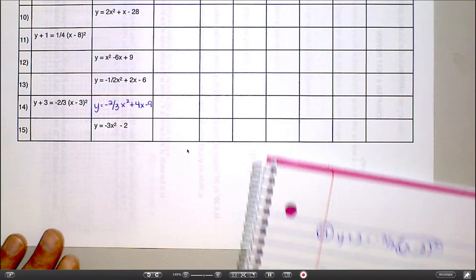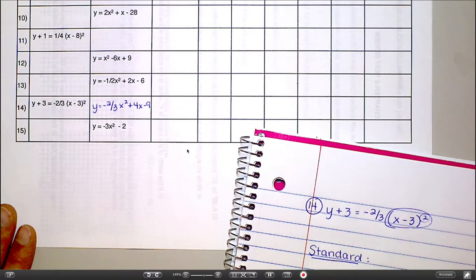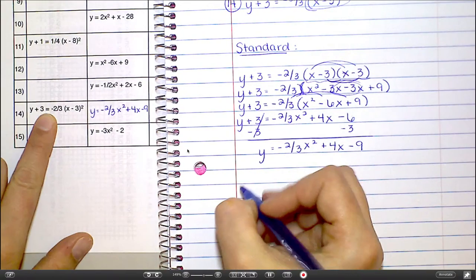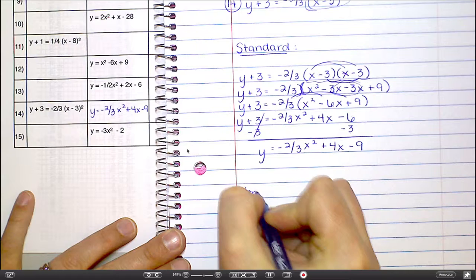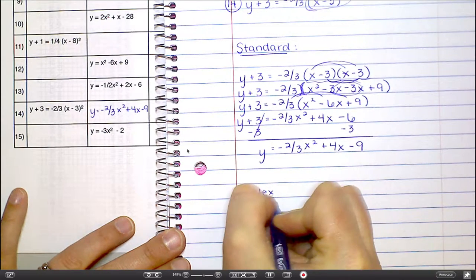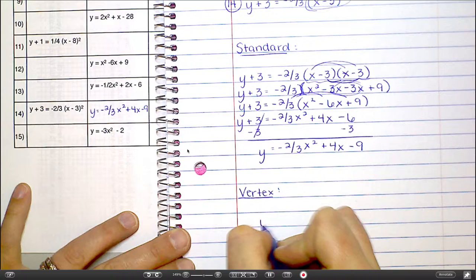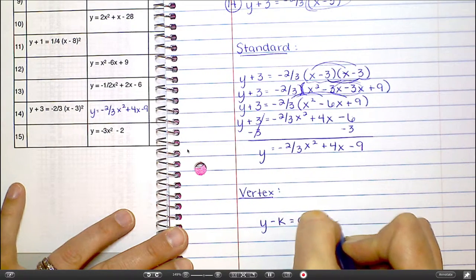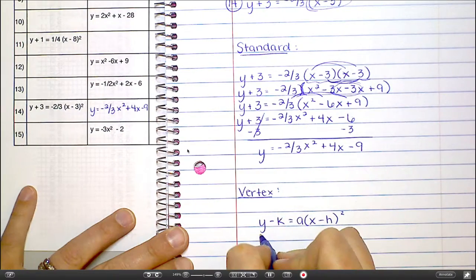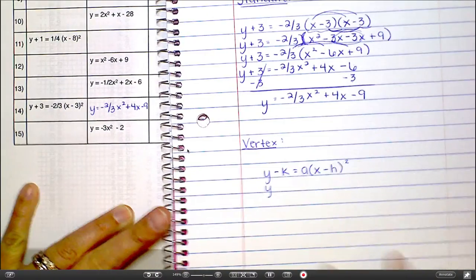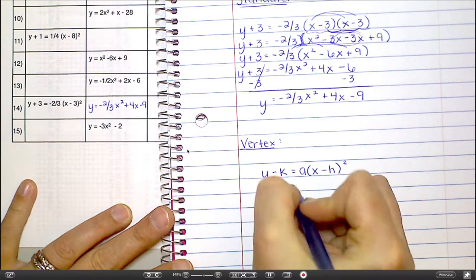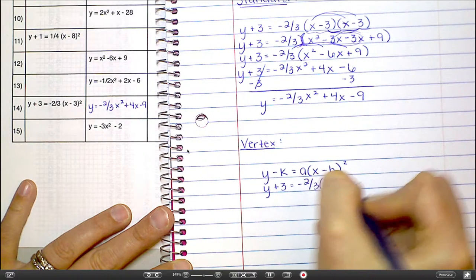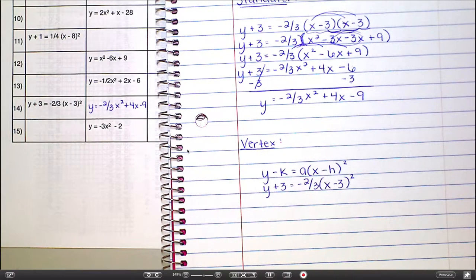All right, where do I get the vertex from? The vertex formula. Okay, it's in vertex form. When I started here, this was in vertex form. So to find the vertex, I should be able to just line it up with the formula for vertex form. So here's the formula. Here's my equation. What's my h value?